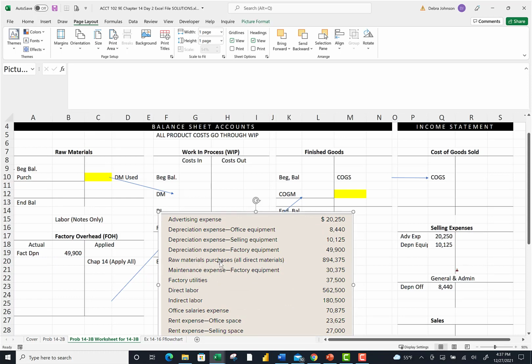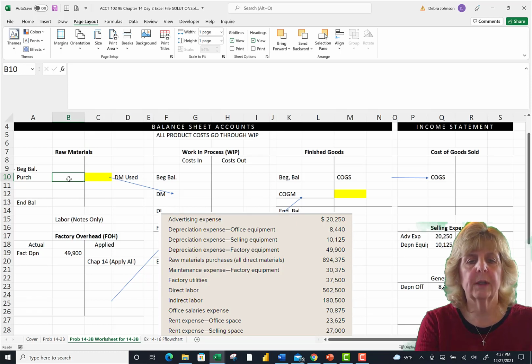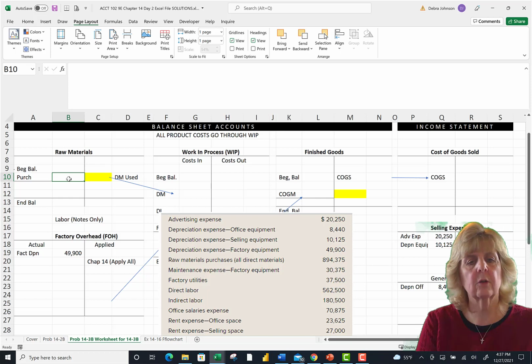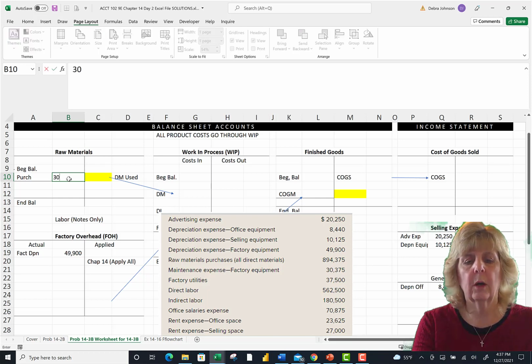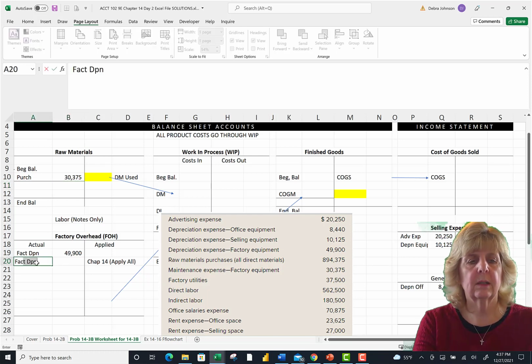Raw materials purchases, that would be all direct materials. That would go to our asset account called raw materials, and when the purchases are delivered to the factory, our asset account's going to go up with a debit. Drop that in. Factory utilities, we said, was a factory overhead cost.